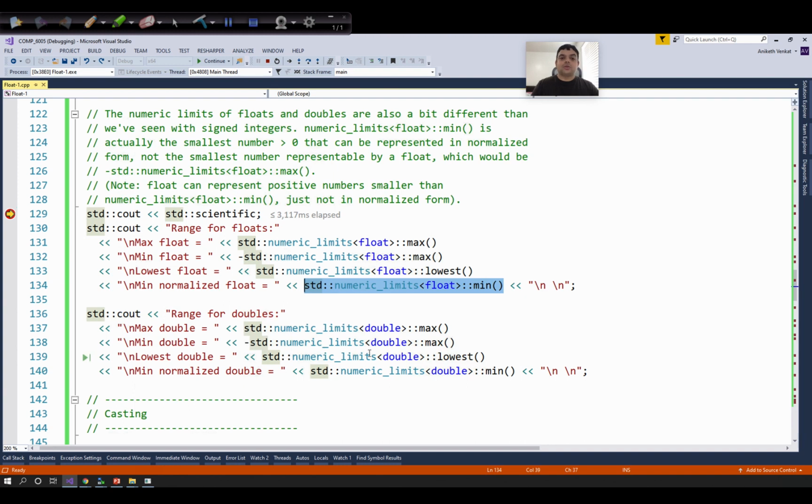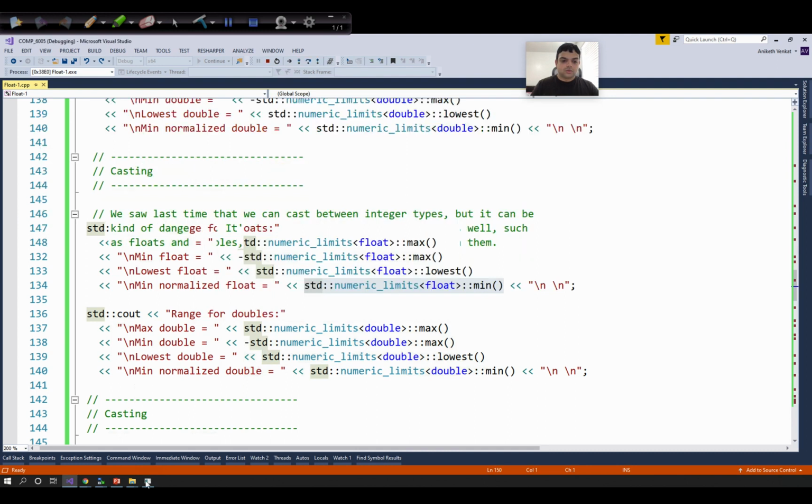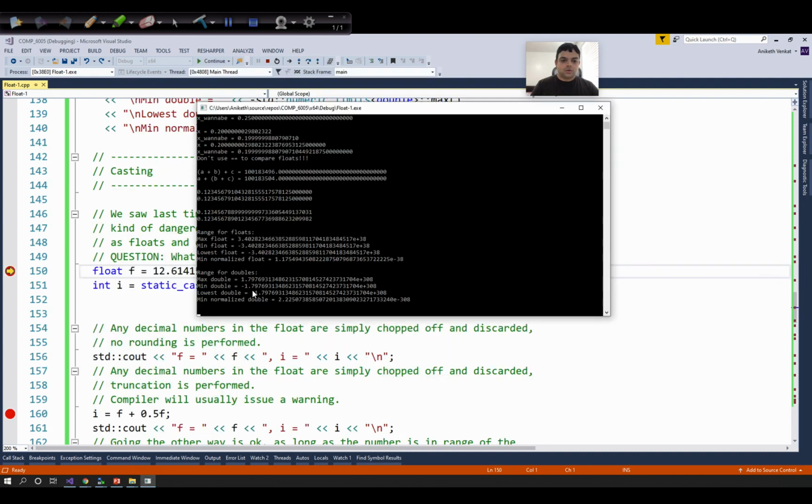Similarly, let's look at also the range for double or 64-bit double precision floats. So let's continue. Now notice the maximum float is 3.4 times 10 to the power of 38. Minimum float is minus 3.4 times 10 to the power of 38. Lowest float is again minus 3.4 times 10 to the power of 38. Our minimum normalized float is 1.7 times 10 to the power of minus 38.